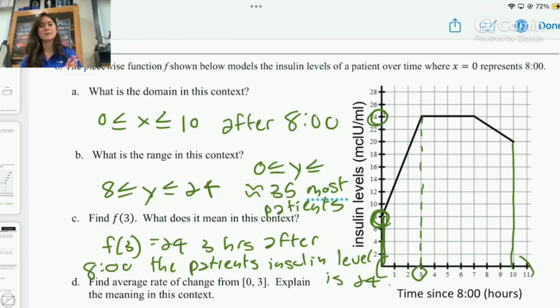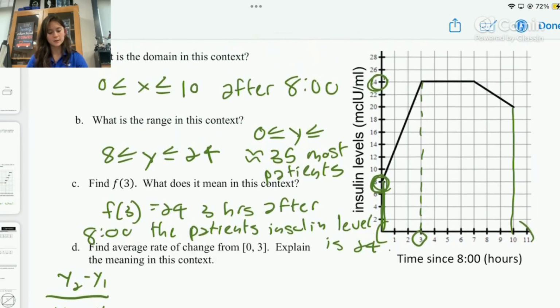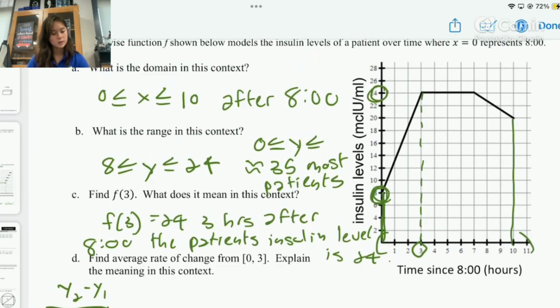All right, and then now we're going to find the average rate from 0 to 3. In order to find this, you would need to do y2 minus y1 over x2 minus x1. I'll write that formula up here for anyone that needs it. And you're going to use the values from the graph. So we're going to find 3 first, which we already did in the problem above, so we're going to insert that into the equation.